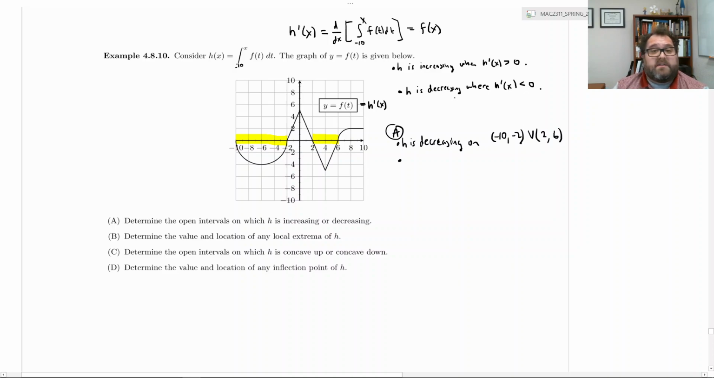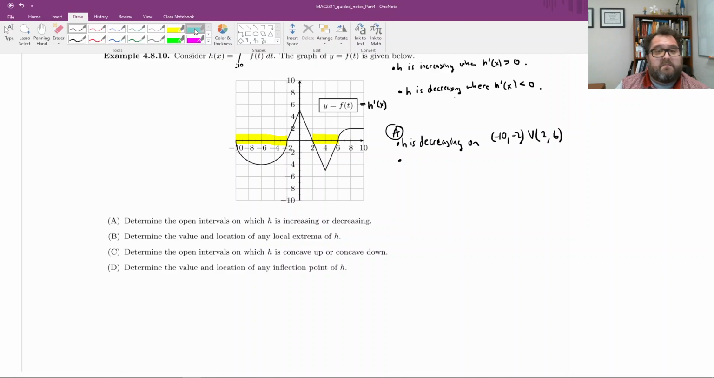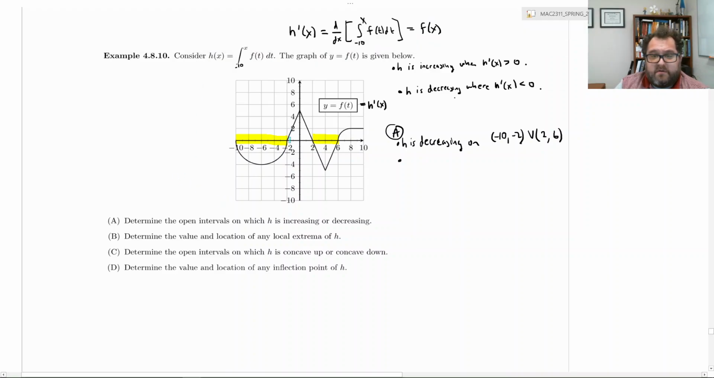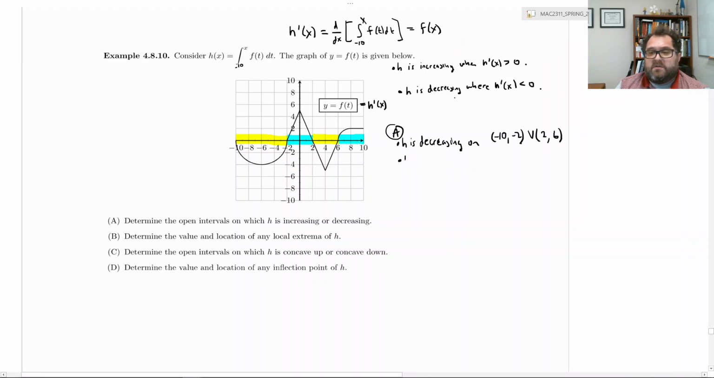Now, what about our definition for increasing? A function is increasing where its derivative is above the x-axis. So where is the derivative, the graph at which we're staring right now, where is it above the x-axis? Well, it's above the x-axis between -2 and +2, and between 6 and 10. So those are the intervals where h is increasing.